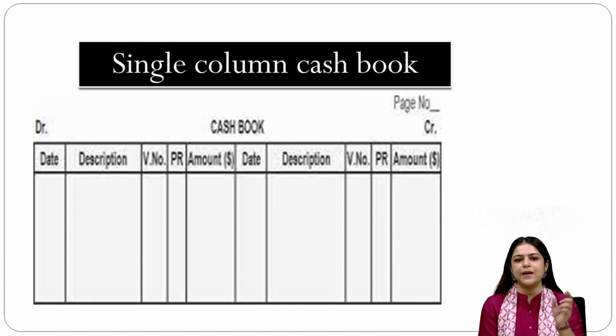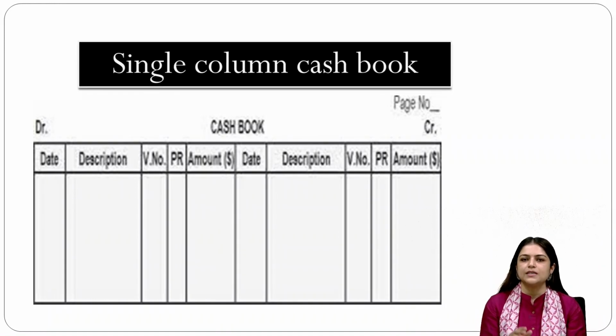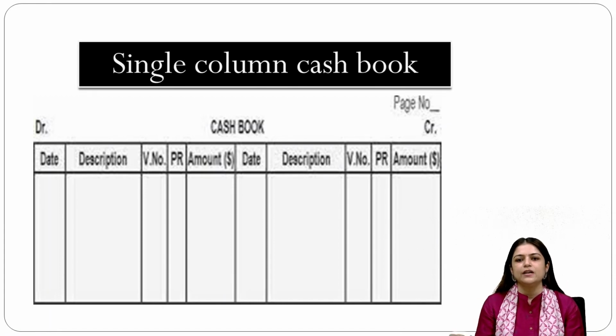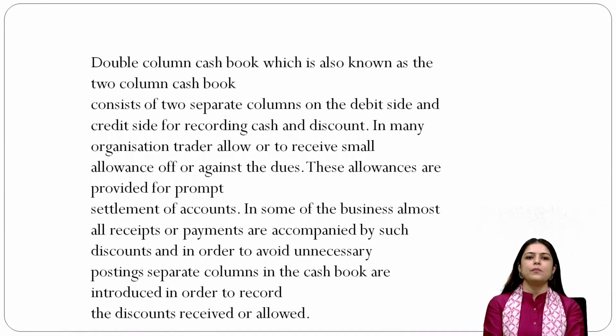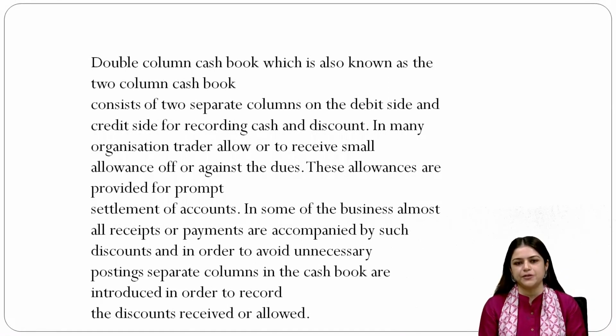On the debit side, the date is given, the description is given, then the voucher number and the amount are given. Same thing on the credit side: date, description, voucher number and payment. So this is the format of the single column cash book. Now we are discussing the double column cash book, which is also known as the two column cash book.